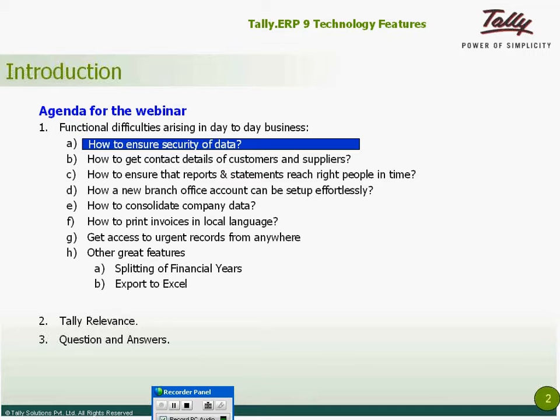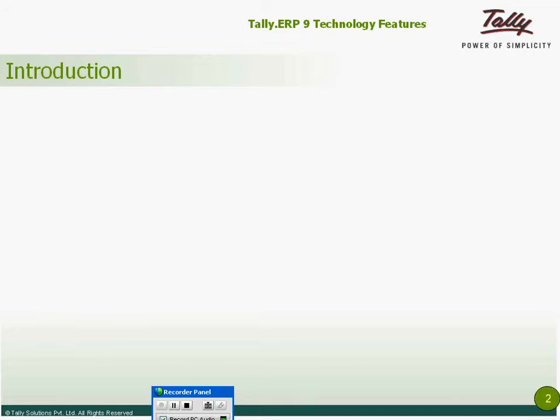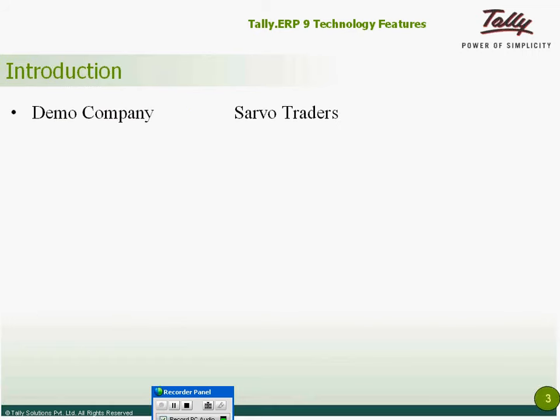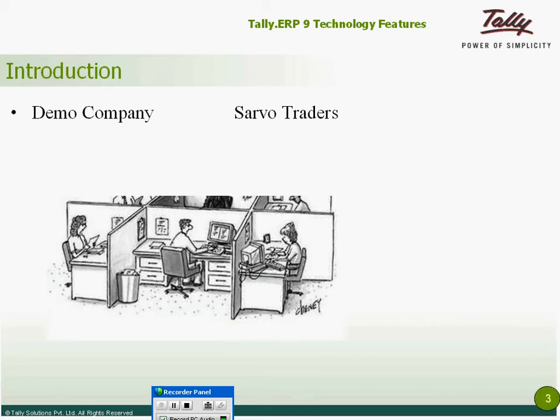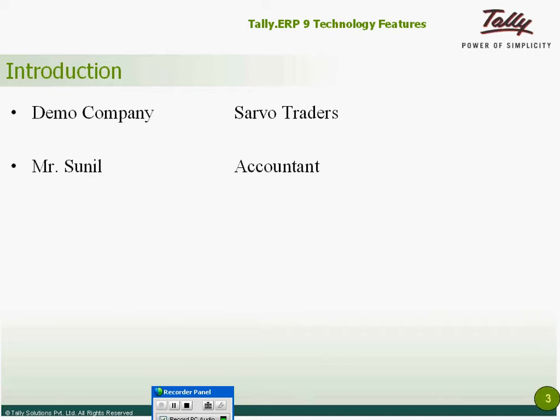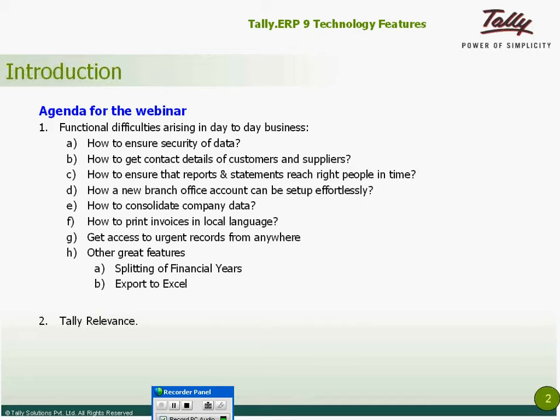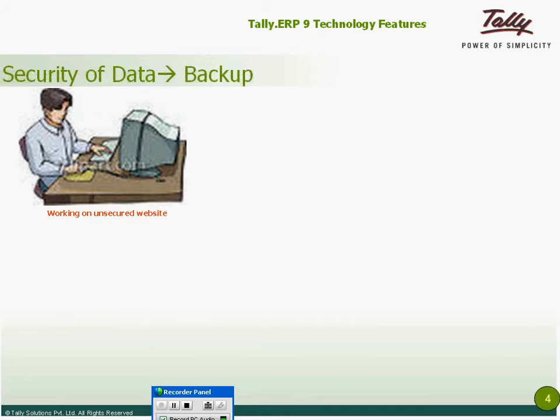How do we ensure security of data? For the purpose of demo, we have created a company by the name Salvo Raiders. We have few imaginary characters inside this office, like Mr. Sunil, who is the accountant at Salvo Raiders. There are many people who would be working on our systems.